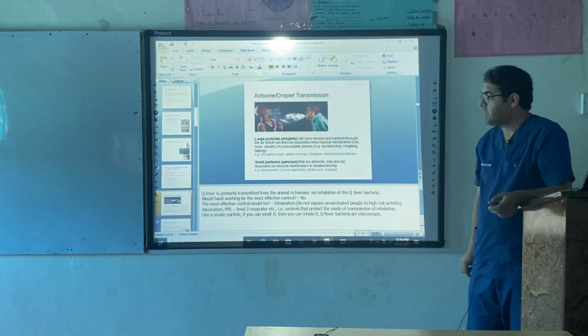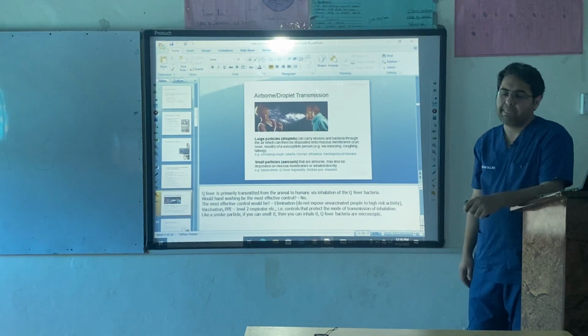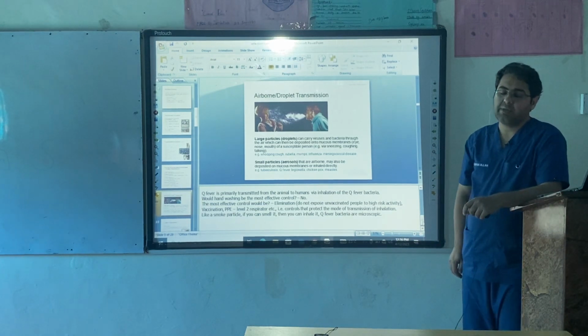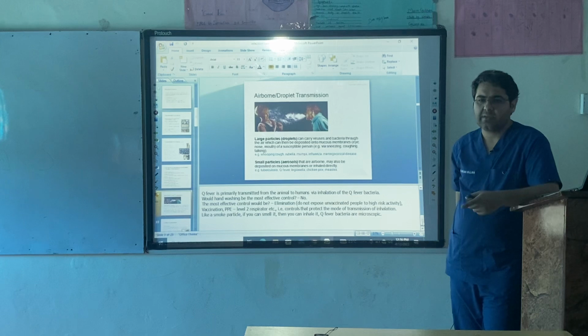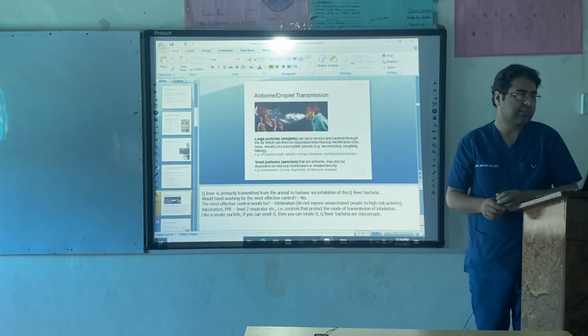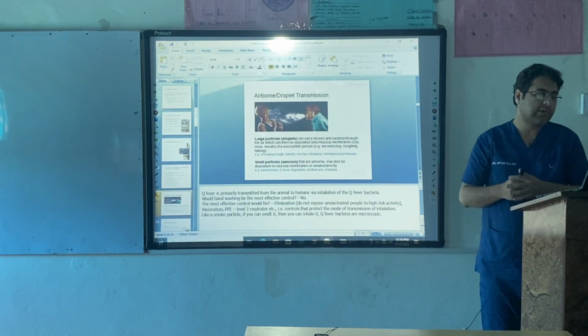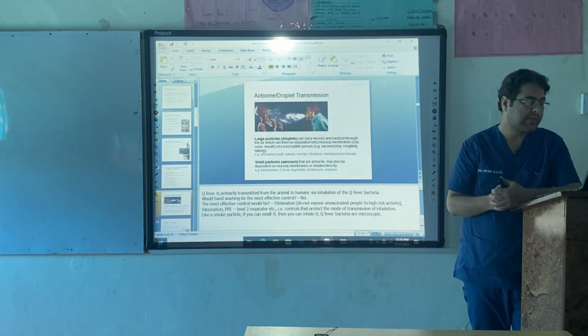Now, these are all the cough etiquettes you should know, and this will help in prevention of all these diseases. These are the small steps you can take that can help you prevent the spread of all these diseases. Now, let us discuss a bit about Q fever, which is primarily transmitted from animals to humans via inhalation of Q fever bacteria.